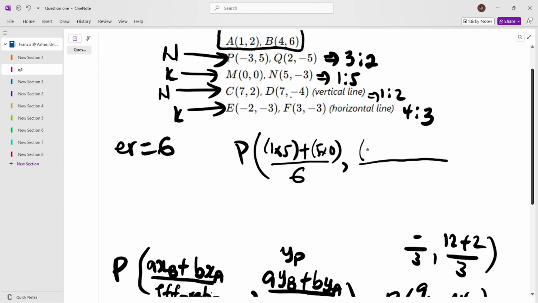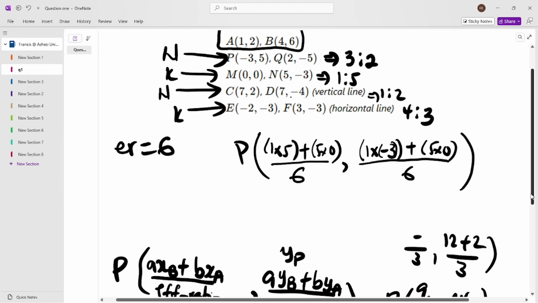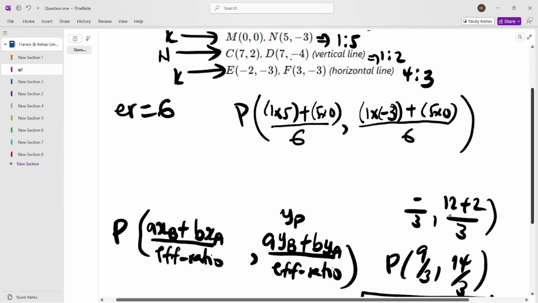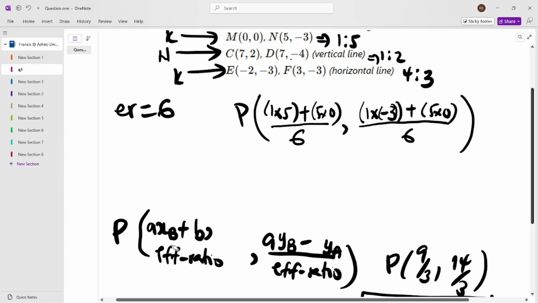Another fraction with numerator 1 times negative 3 plus 5 times 0, all over 6. Then I will have P into bracket 5 plus 0 over 6.